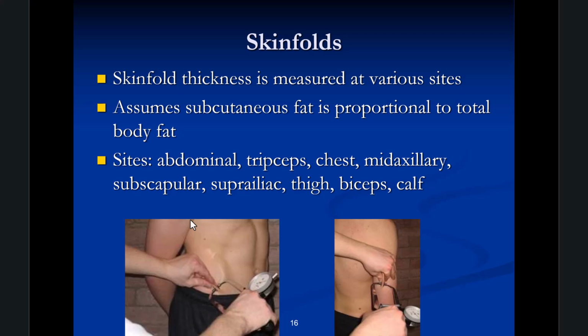The major sites that we do skin folds on: abdominal, triceps, chest, mid-axillary, subscapular, suprailiac, thigh, biceps, and calf. And in most instances, we'll only use 7 of those to actually get an index of percent body fat.